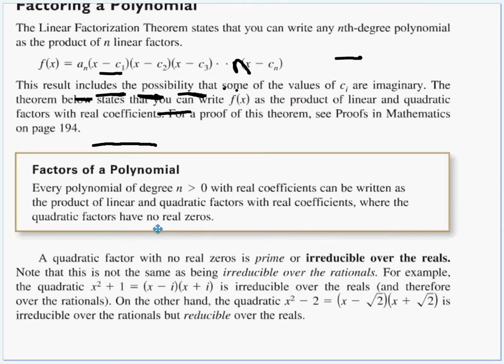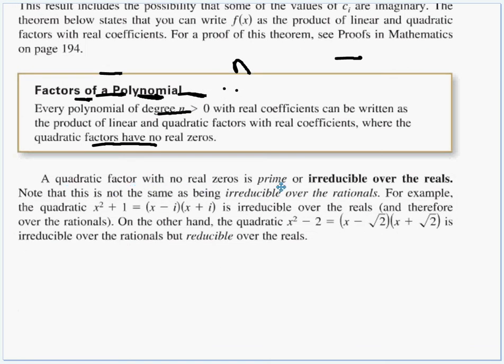Where the quadratic factors will have no real zeros themselves. A quadratic factor with no real zeros is prime or irreducible over the real numbers. Note that this is not the same as being irreducible over the rationals. For example, this x squared plus 1, we would factor that into an x plus i and an x minus i. That would be irreducible over the real numbers because we got that imaginary component in there. On the other hand, this quadratic, x squared minus 2, we could factor that into an x plus and an x minus root 2. It is irreducible over the rationals but reducible over the reals. Don't worry about that stuff on any test or quiz coming up.